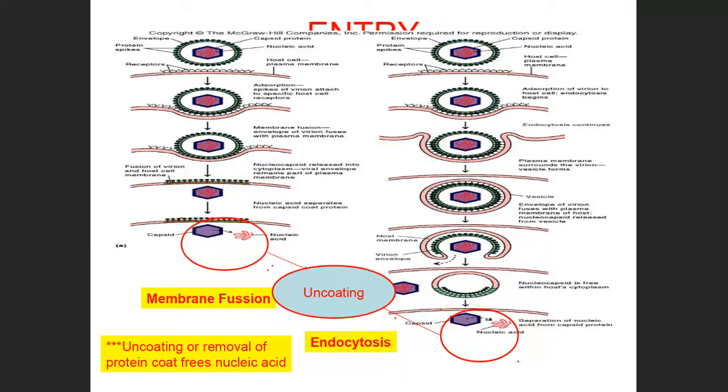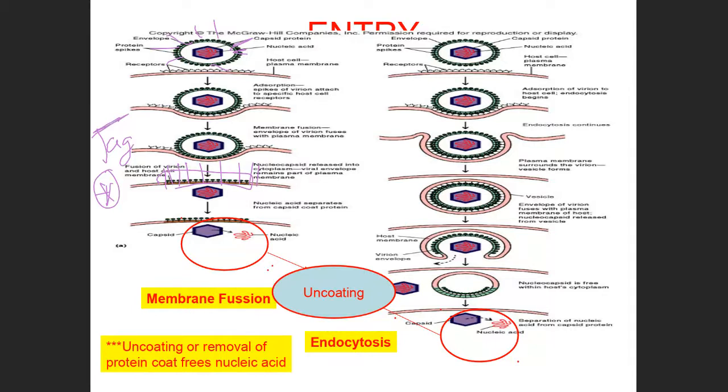So now we have these viral proteins attached to the envelope of the virus. In the case of membrane fusion, when the envelope of the virus fuses with the cell membrane of the host, now the spikes, the proteins of the virus, are sticking out of the cell membrane of the host. That is going to tag this cell as an infected cell.